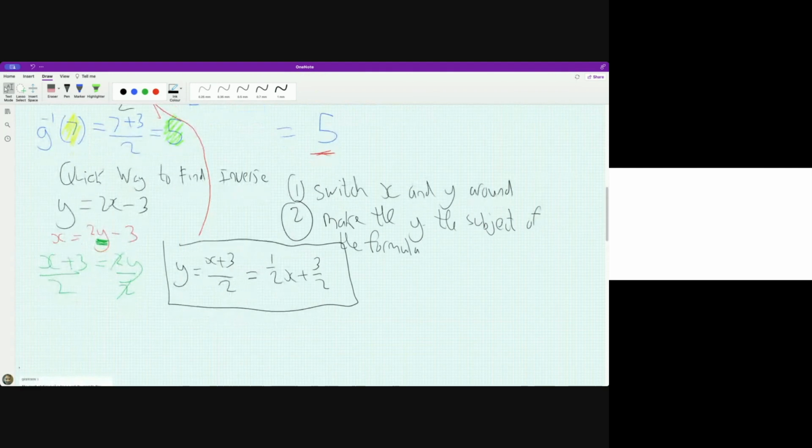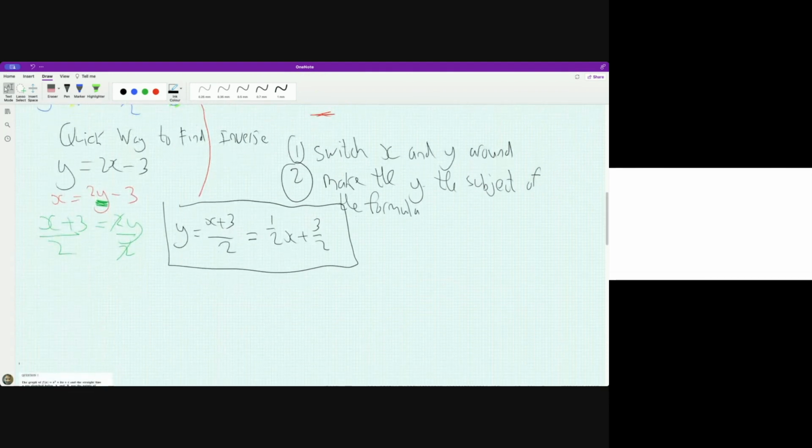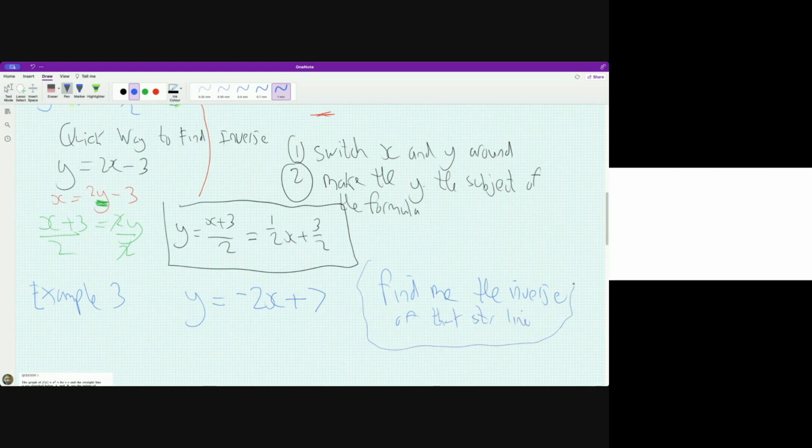Okay, so now I think what I need to do is give you a new question. So we'll say example 3, and I'm going to give you the function y equals minus 2x plus 7. And I want you to find me the inverse of that straight line. You can use this quicker method if you like, or you can use the long method, but find the inverse for me.